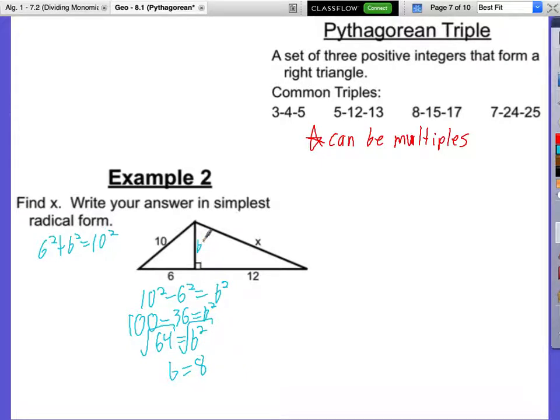So yes, b will equal 8 by either this method or the Pythagorean triple that Jacob did. Okay.